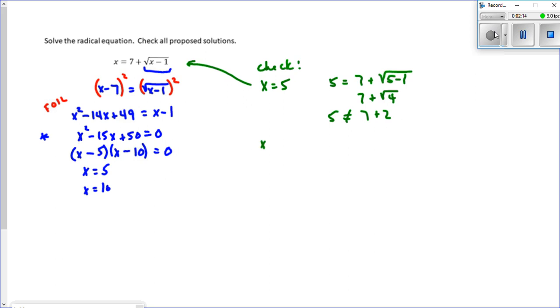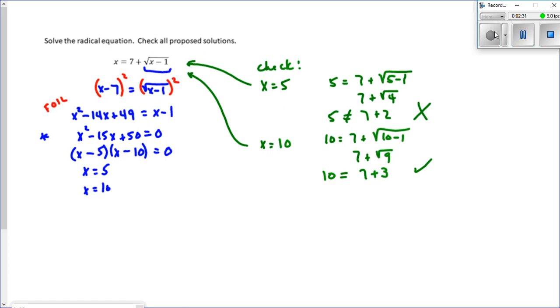The other one, x equal to 10, plugging it in, we get 10 equals 7 plus the square root of 10 minus 1. And we do get that that's equal to 10. So that one works, this one did not. So we have one solution. So make sure you check your solutions.